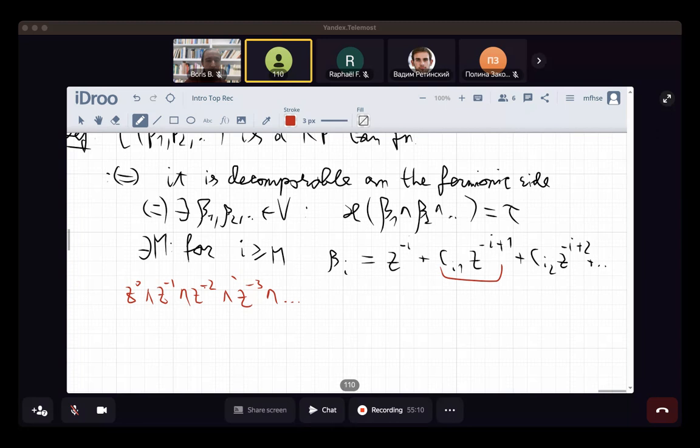KG. The KI. No, this should be KI. And we are interested in B1 wedge B2 wedge and so on.